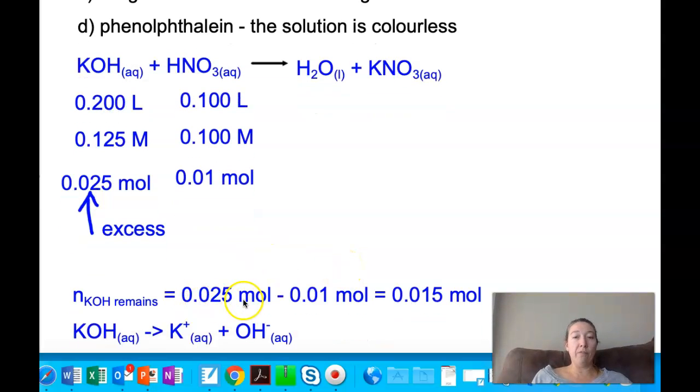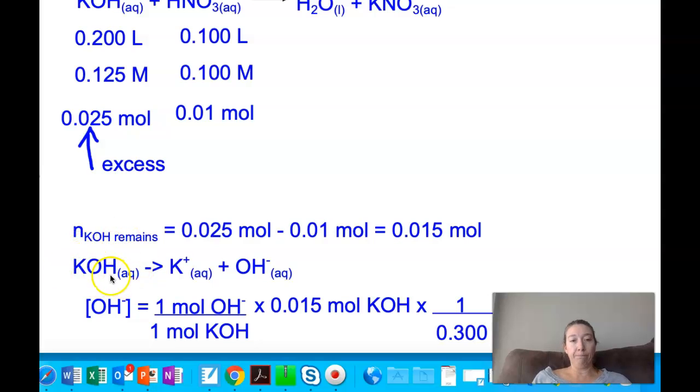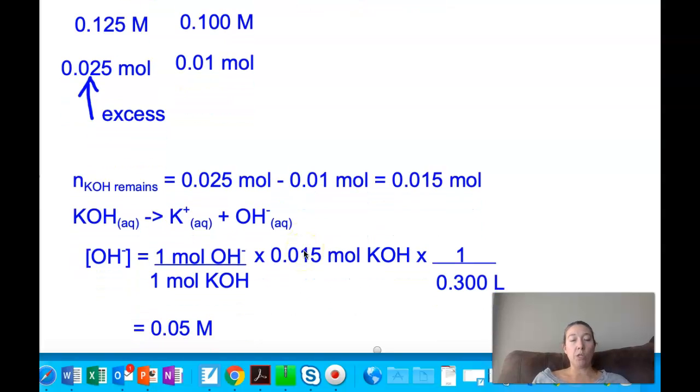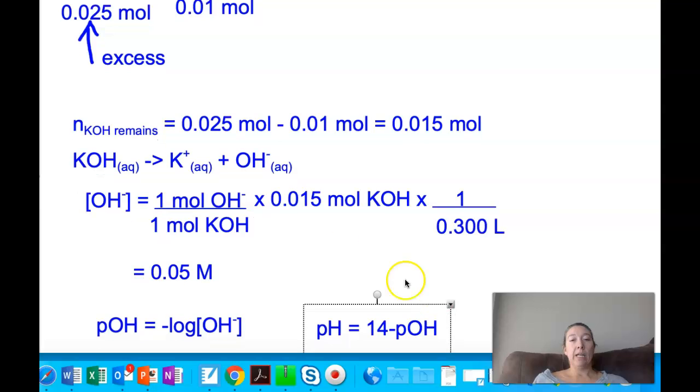So we do our 0.025 minus 0.01. We come up with 0.015 moles of KOH remains. Because it's KOH, it's an ionic compound, it's base, it's going to dissociate potassium ions and hydroxide ions. It's strong because it's a group 1 hydroxide, which is why it's a single-headed arrow. It means we get to do our stoich. So we have our ratio, our 0.015 moles of KOH, and then we need to divide by the volume. Remember, it has to be the total volume because we combined the 200 mils and the 100 mils together. So we're going to use the 0.3 liters. It gives us a concentration of hydroxide of 0.05.